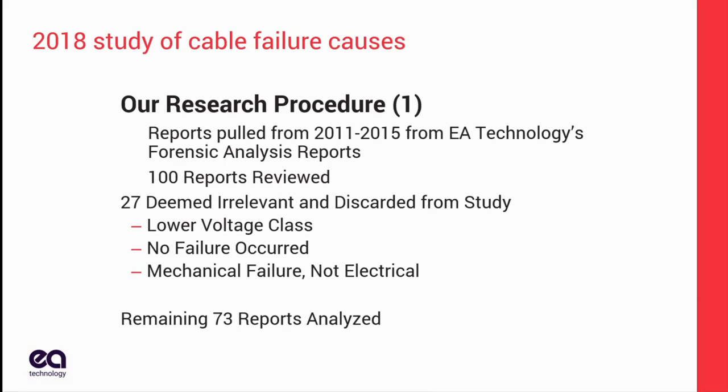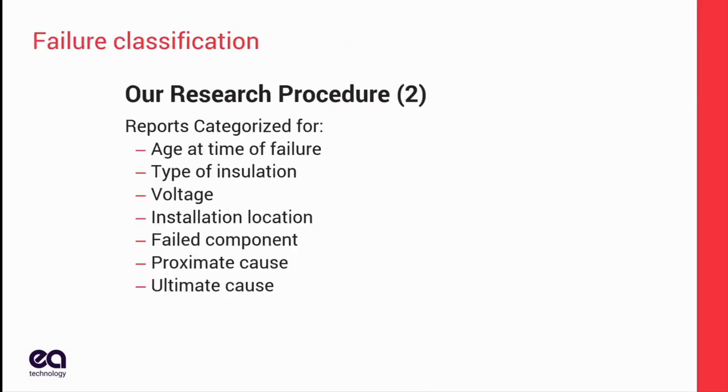They were either lower voltage or a mechanical failure, or something that didn't lend to medium voltage cable failures. So we looked at 73 reports done over a recent period. We looked at how long it took to fail, what type of insulation, the voltage, where they were installed, and what failed. We spent a fair amount of time on the proximate cause and the ultimate cause. Proximate cause being the immediate thing that caused the failure. The ultimate cause is a little bit further removed. And I'll talk about that a little more.